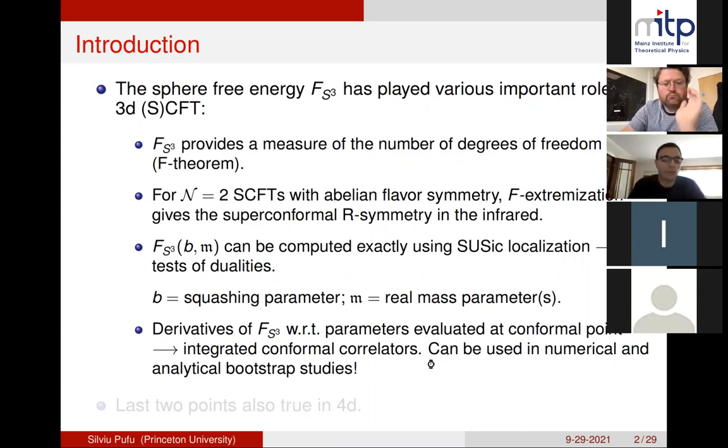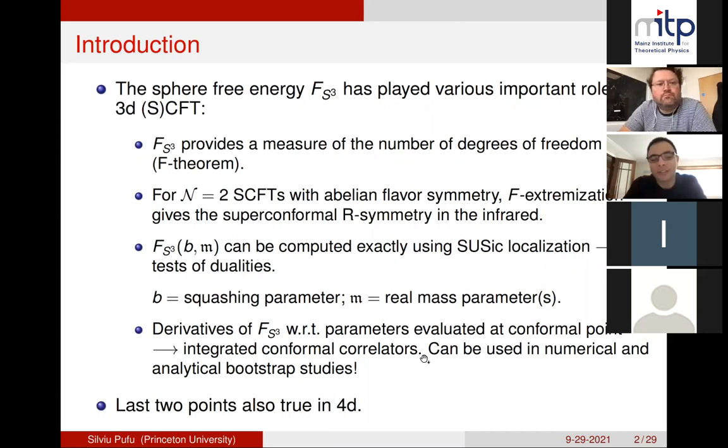And just so, the last two points are also true in 4 dimensions. And I don't know if Pedro is still here, but in the case that he was talking about, the N=4 super Yang-Mills with the Wilson loop, there are additional constraints from supersymmetric localization that are just integrated correlators that can be obtained by taking derivatives with respect to the masses. I can discuss that more in the discussion session.